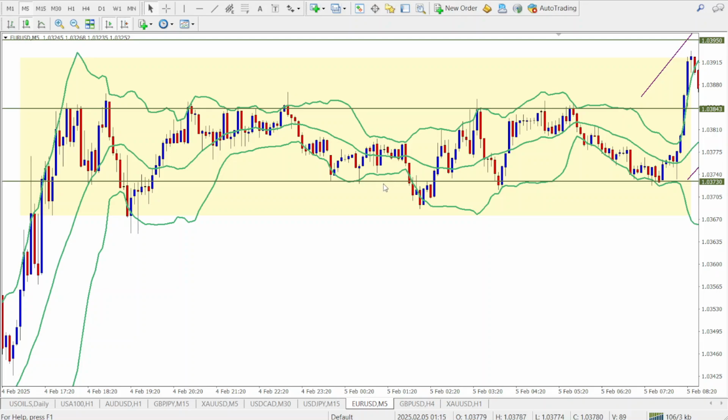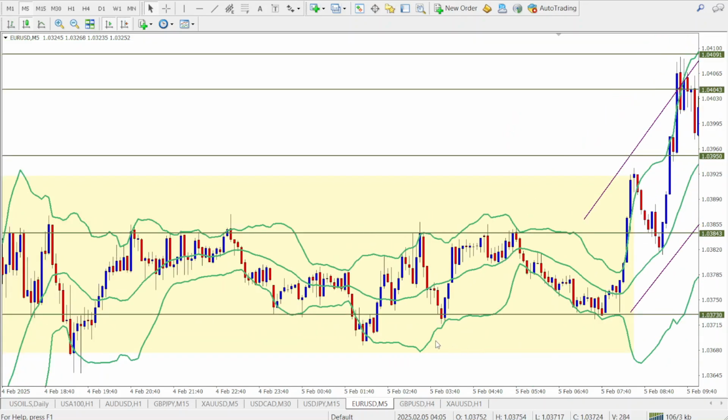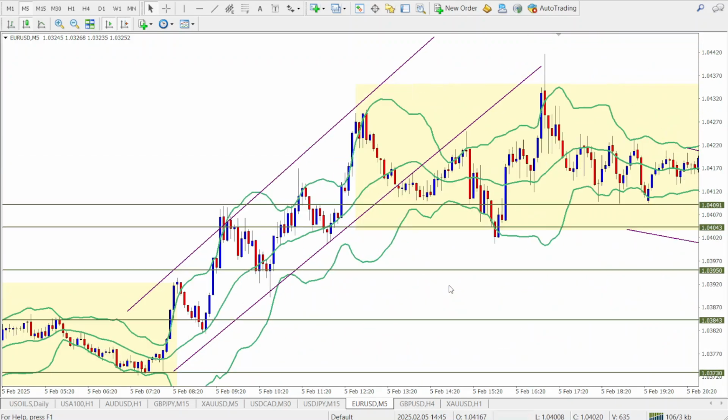When it gets to the lower band, you can look for a pin bar or any bullish candlestick pattern, and you enter a buy. When you get to the resistance, you close your buy trade. You look for a sell opportunity, and you enter a sell. When it gets to the support, you close your sell trade. Look for a buy opportunity, and so on. But in a trending market, ensure that you trade in the direction of the trend.